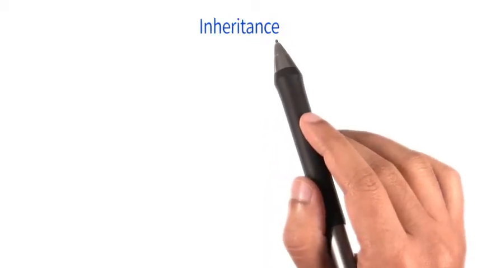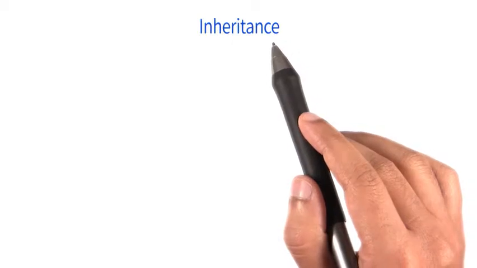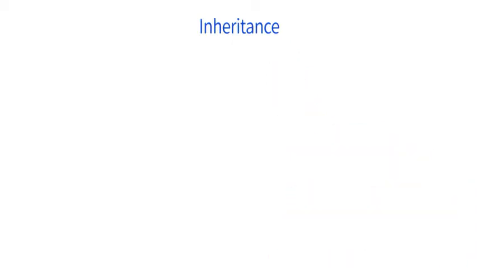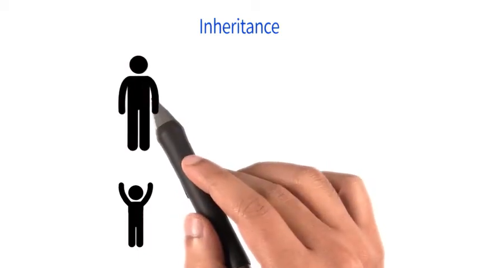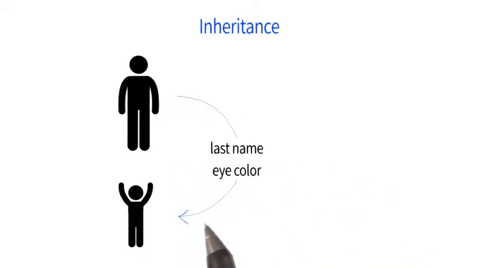Now, let's think about the meaning of this word inheritance and how we use it in the English language. You may have heard someone say that a child can inherit some traits from their parents. Things like the last name, the eye color, some money if the kid is lucky.